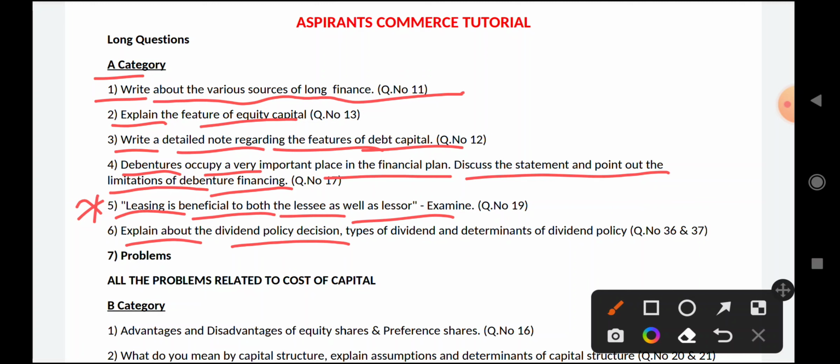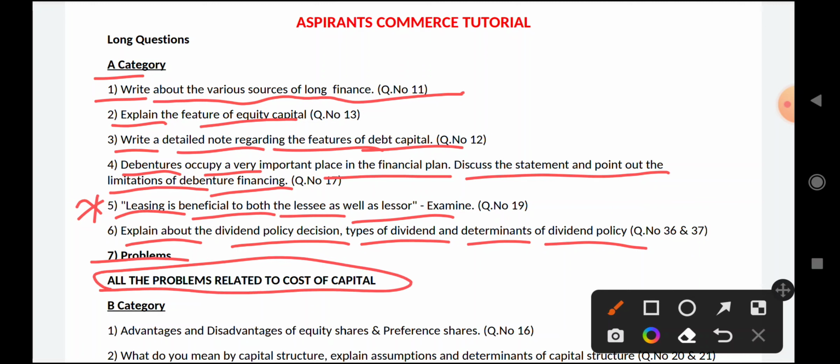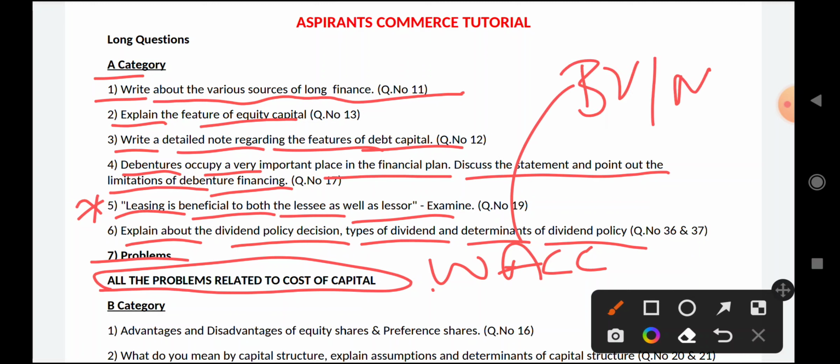Explain the dividend policy decisions and types of dividend, determination of dividend policy. These are the questions relating to A category. And problems, all problems relating to cost of capital. In this, weighted average cost of capital we need to calculate. One question will be asked. Okay, weighted average cost of capital at book value as well as market value problems are there. You do those things.